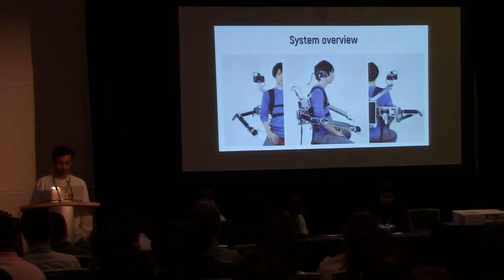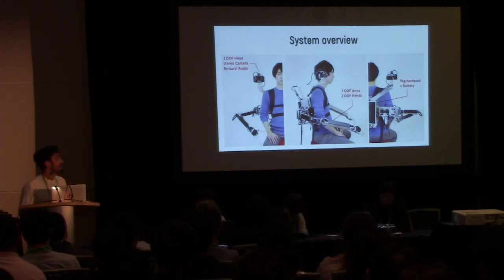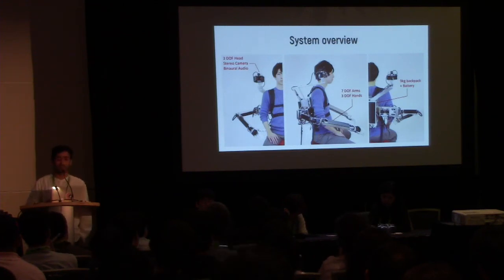Of course, for a system overview, I'll just be very quick about it. It has anthropomorphic 7-degree-of-freedom arms mounted on a backpack, as well as a 3-degree-of-freedom head.